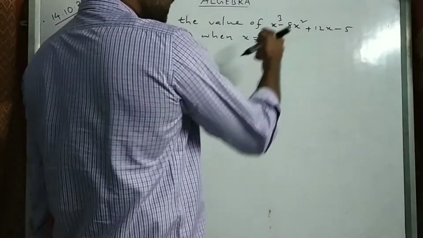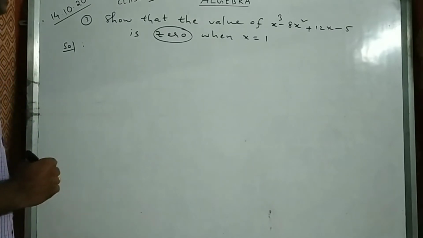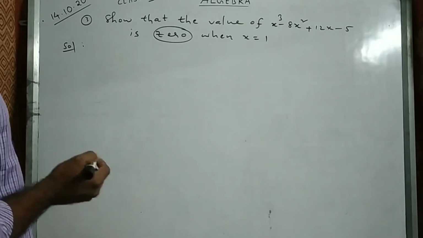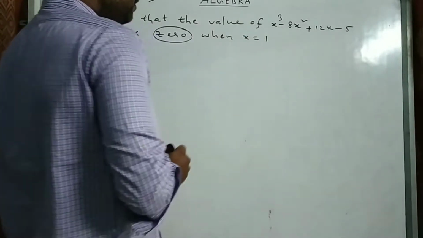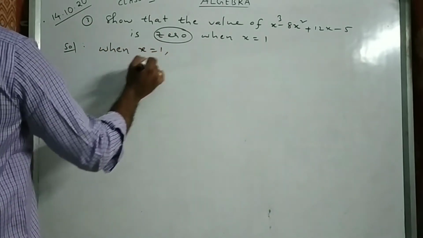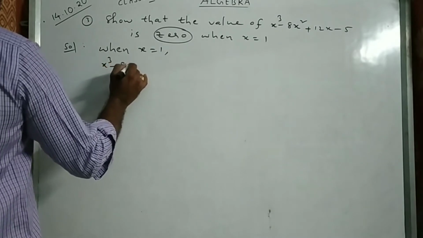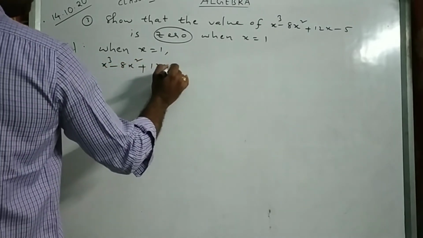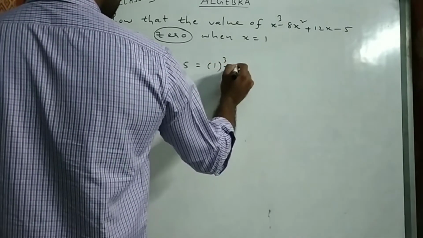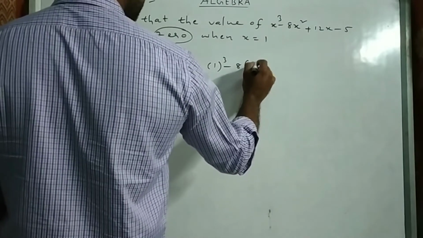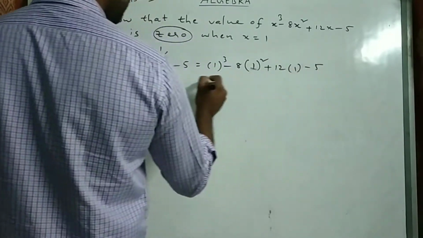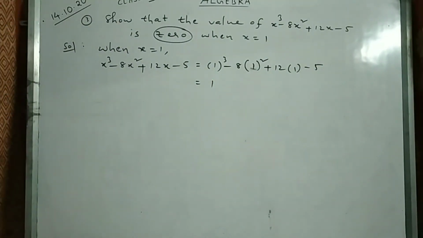Okay, what is the expression given here? X cube minus 8x square plus 12x minus 5. So in the place of x, what should you replace now? X equal to 1 I will substitute. So when x equal to 1, x cube minus 8x square plus 12x minus 5 equals, in the place of x, 1 cube minus 8 into 1 square plus 12 into 1 minus 5.